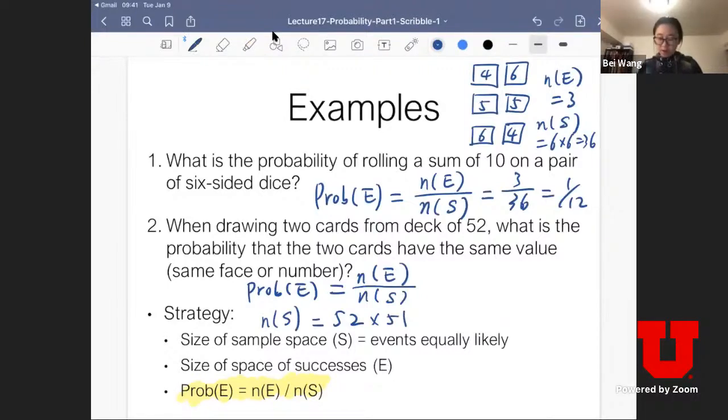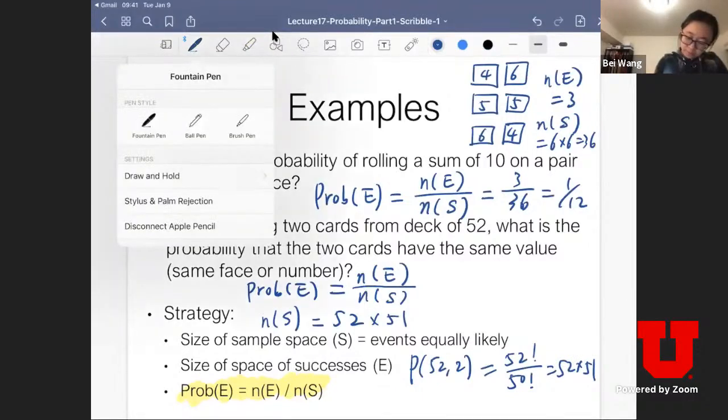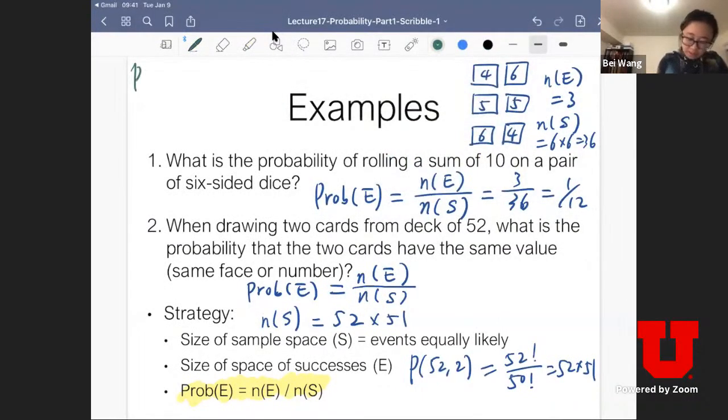Of course, another way to write this is choosing 2 out of 52, which is P(52, 2) equals 52 factorial over 50 factorial, which is again 52 times 51. Recall the formula: P(m, n) is equal to m factorial over (m minus n) factorial. Okay, this is applying this formula.